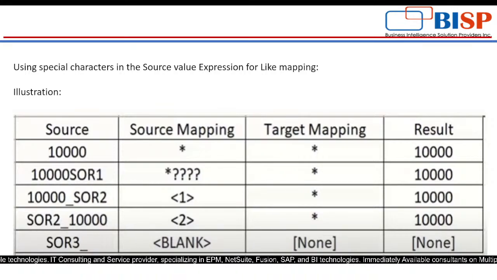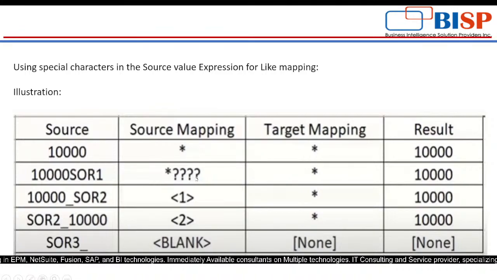In the given case, in the first case, we have 10,000 in the source system. Here we are going to use an asterisk, that is the like mapping, to get the result 10,000 in the target application. In the second case, we have 10,000 SOR1, which is available to us in the source system, that is in our flat file. However, I only want to transfer 10,000 to the target application. So for that, we have used the asterisk to transfer 10,000.